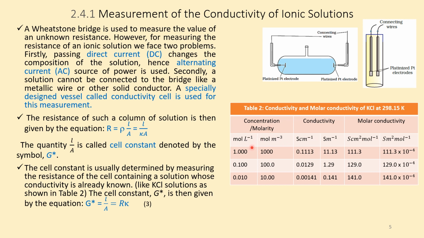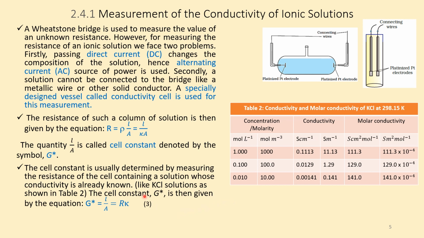For example, if you want to know the conductivity of KCl at 298.15 Kelvin at a concentration of 1 mole per liter, its conductivity will be 0.1113 Siemens per centimeter and molar conductivity will be 111.3 Siemens centimeter square per mole. We will study about molar conductivity in the next slide.